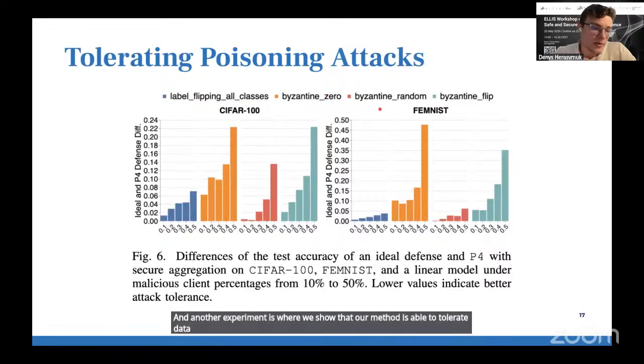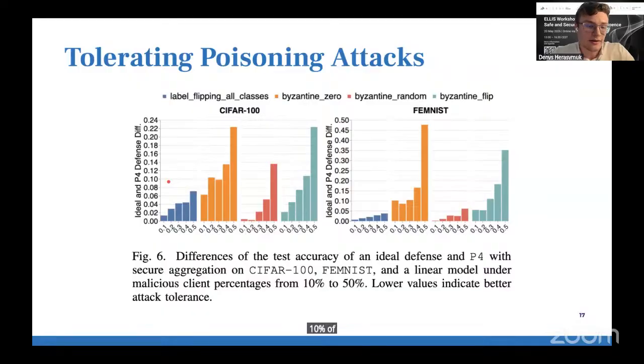And another experiment is where we show that our method is able to tolerate data poisoning attacks and 3 model poisoning attacks. Basically, here we show that under 30% of malicious clients, our method is able to keep the attack success rate below 10% for all these different datasets and all these attacks.